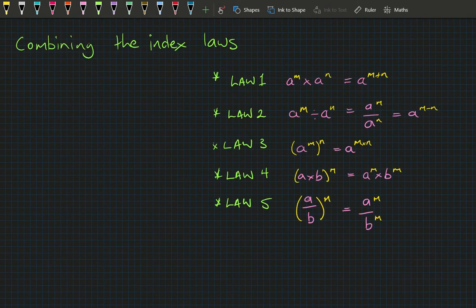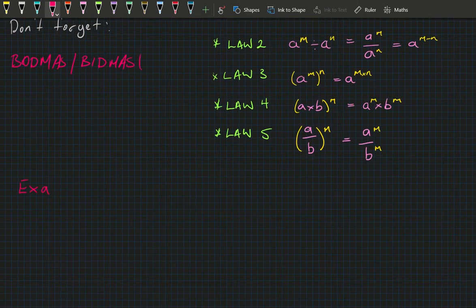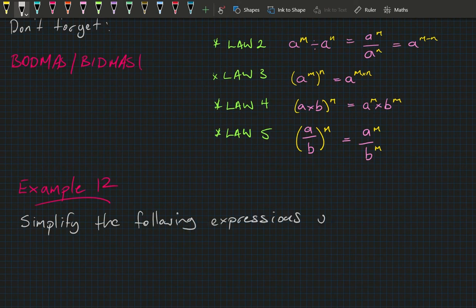Okay, so in this section, we're going to be combining the index laws. So I've got them pre-written here. Once again, on top of all the laws, we're going to need to take notice of BODMAS. Now, obviously, we've only used 2 laws so far, and they'll all be used in this example. But let's get straight into example 12, where we're asked to simplify the following expressions using the index laws.